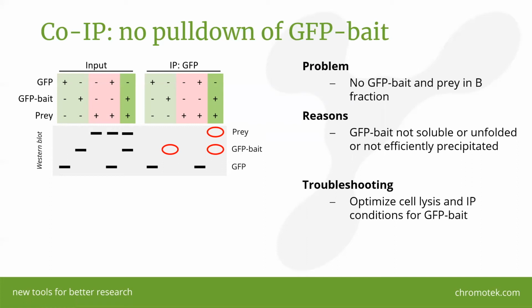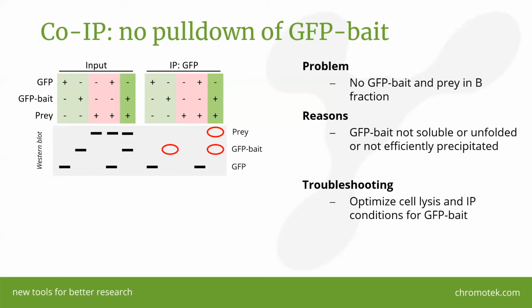The negative control, again, looks good. But if you look in the proper co-immunoprecipitation experiment, you cannot see prey and you cannot see a band of the GFP-bait. The solution is to see why the GFP-bait immunoprecipitation does not work. Maybe the GFP-bait is not soluble, or just smaller amounts of the GFP-bait are precipitated. So we really have to see what the problem is, and we focus in this case on the bait protein.